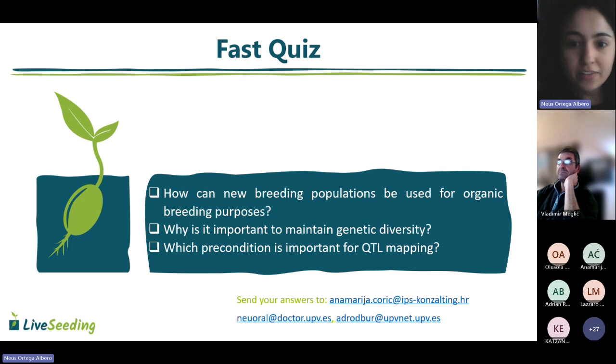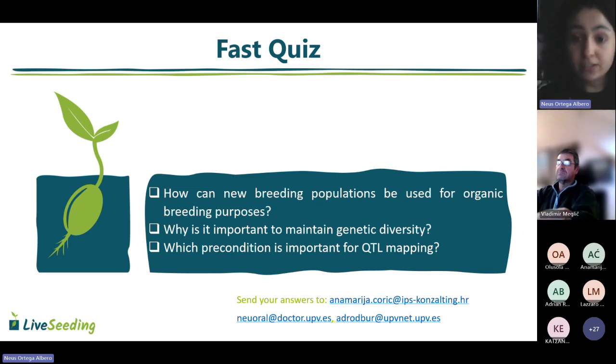I think that the second question, why is it important to maintain genetic diversity, is the clearest, because as all of you have understood, maintaining genetic diversity is crucial for developing more resilient materials to be able to propose further breeding projects.